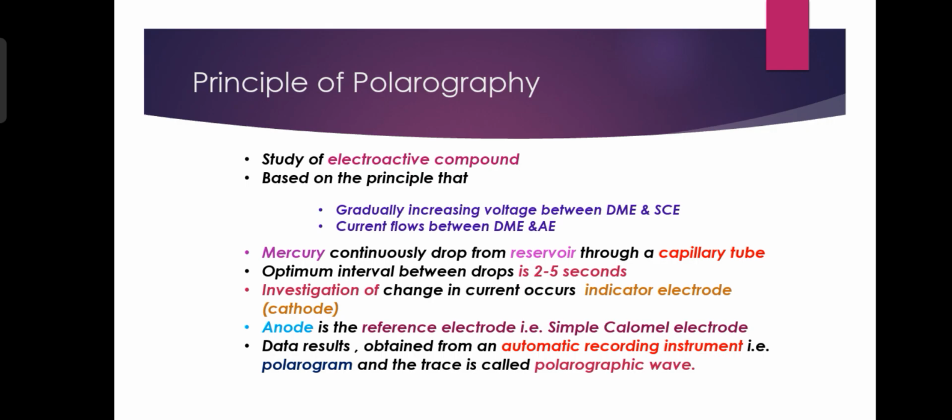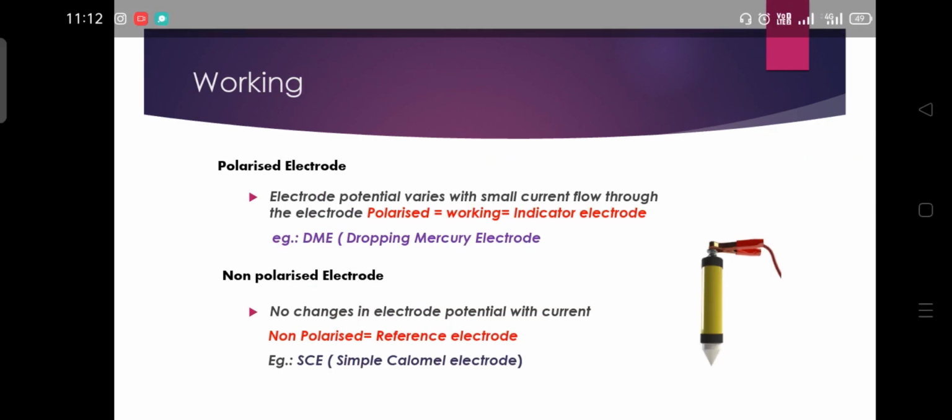Mercury continuously drops from our reservoir through the capillary tube, and the optimum interval should be 2 to 5 seconds. Here our cathode is our indicator electrode or working electrode, and the anode is taken as a reference electrode or simple calomel electrode. The data results from our automatic recording instrument, where a polarogram will result, and the trace is called a polarographic wave.